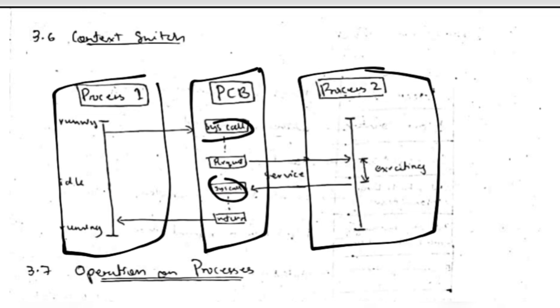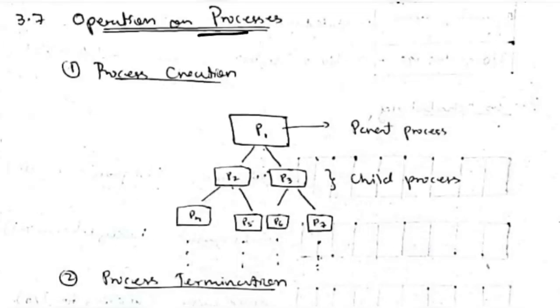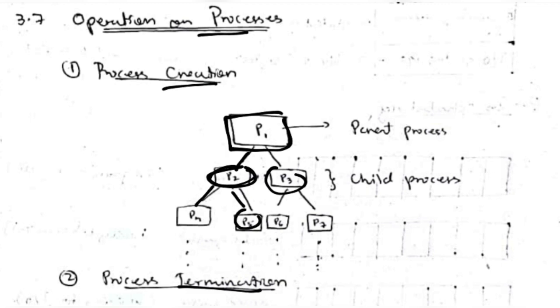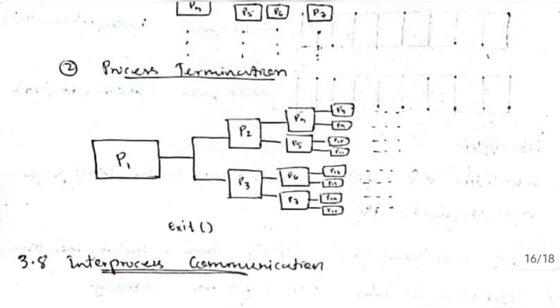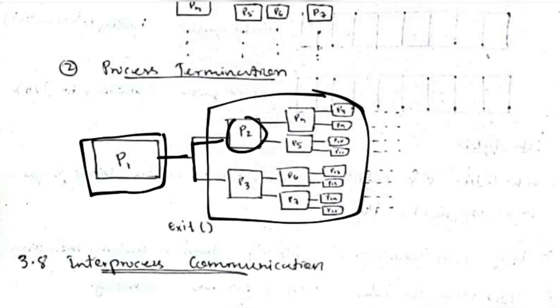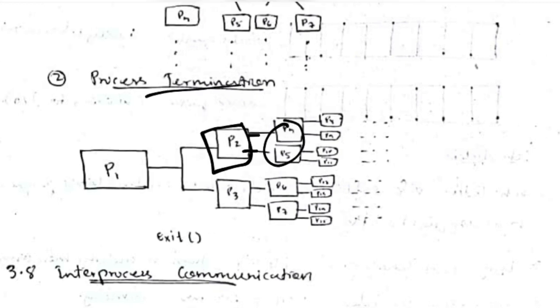Operations on a process. There are two operations. The first one is creation, the second one is termination. In creation, if a process is to be divided into two parts, it will be divided in this way, and those processes can also be divided into further parts. This is known as process creation. Process termination means the main process, from which the process was divided, can close any of these processes seen here. That's known as process termination.